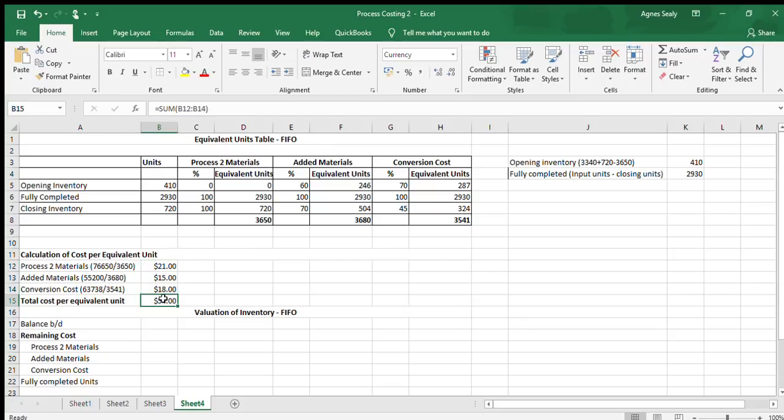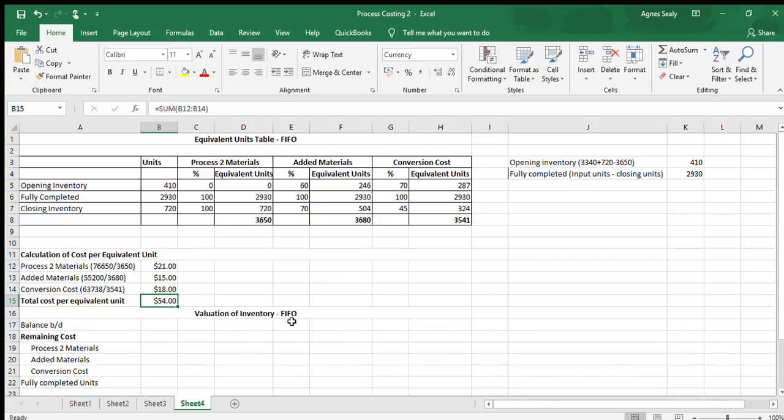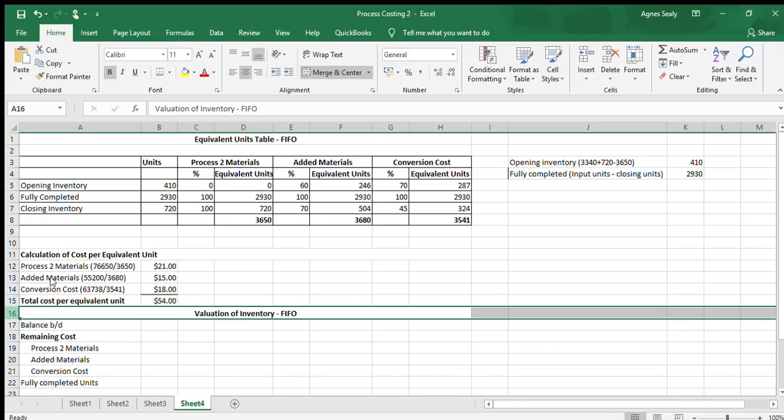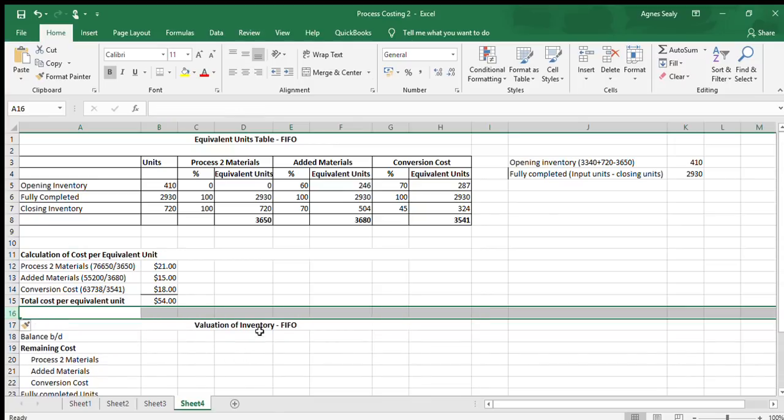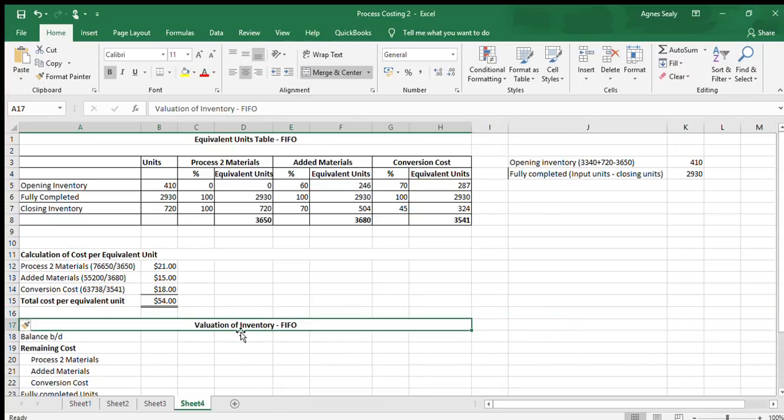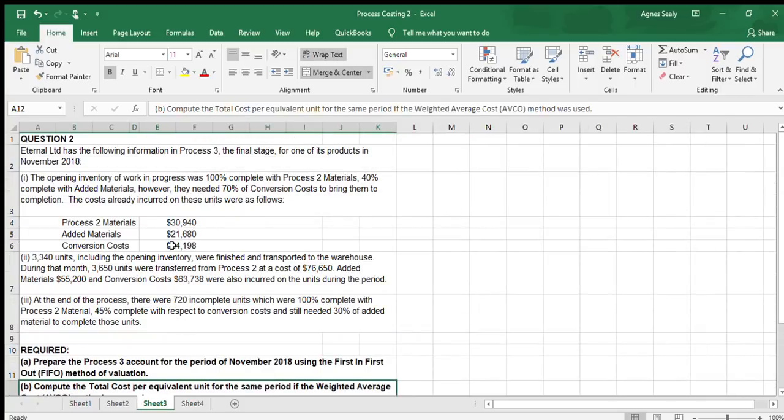So this is our total cost per equivalent unit. So we are going to then look at valuing our inventory under the FIFO method. So the first thing we look at is our balance brought down. And our balance brought down, we will go back then and look at the figures that were given to us.